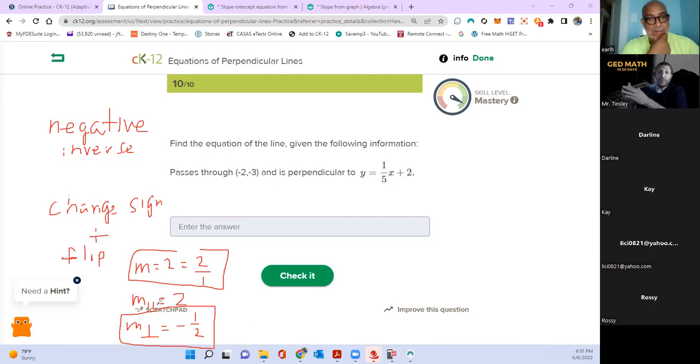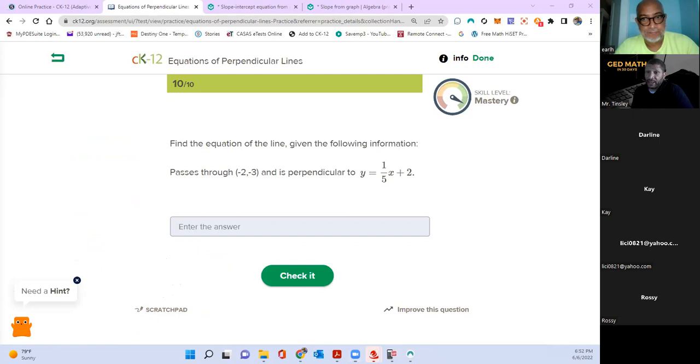No. Remember, slopes of parallel lines have the same slope. The slope of the perpendicular is the negative inverse. Okay, so watch this. Let's go to this problem. Man, time is flying. So again, I want you to hear Mr. Tinsley in your ear when you're taking this exam.